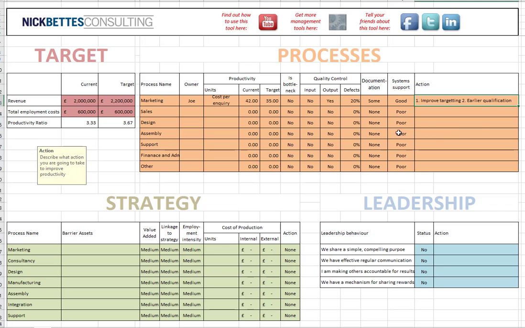Okay, next section is strategy. So let's talk about strategy. First of all, we've got a process list here. You'll notice that some of these are the same. So marketing appears again. But some are different. So we've got a thing called integration here. And we've got a thing called consultancy here.